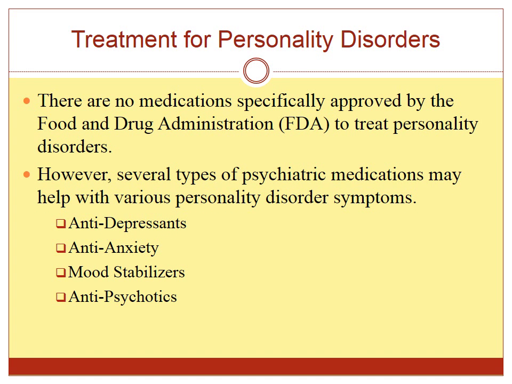There are no medications specifically approved by the Food and Drug Administration to treat personality disorders. However, several types of psychiatric medications may help with various personality disorder symptoms, including antidepressants, anti-anxiety medications like benzodiazepines, mood stabilizers, and antipsychotics.